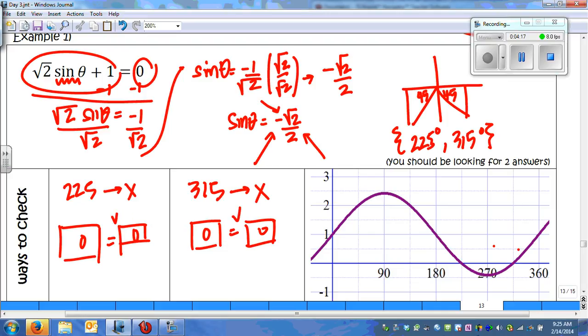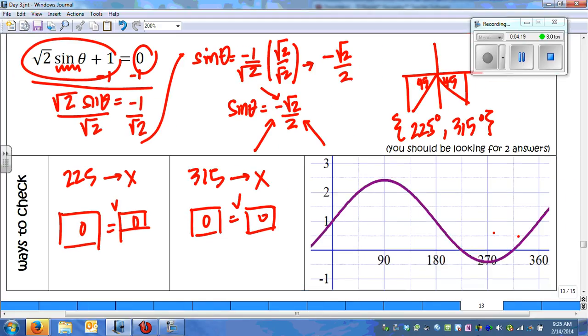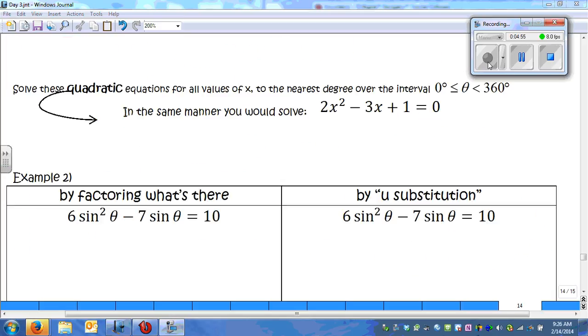One more way that you could check this is graphically. If you look at the graph of rad 2 sine theta plus 1 that I graphed on my calculator, I see that the zeros of this function are here and here, at least in that given interval. This one right here, halfway between 180 and 270, of course, is 225. This angle right here, halfway between 270 and 360, of course, is 315. Another way to check these solutions. Pause the video and try the example below.